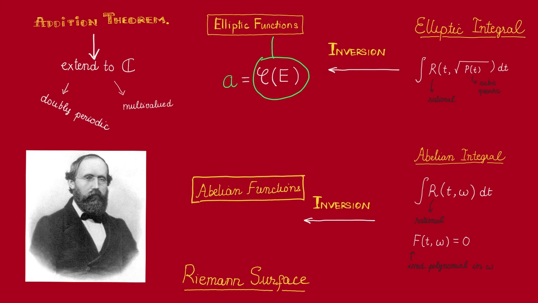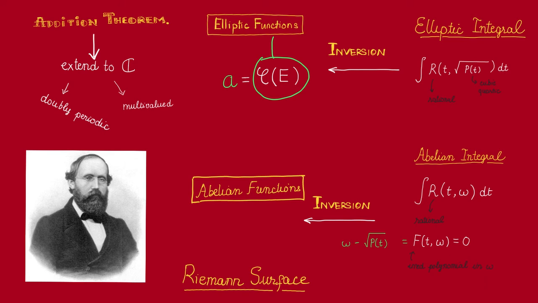These are a generalization of elliptic integrals, where the integrand of an elliptic integral is a rational function in the variable t and the square root of some cubic or quartic polynomial in t. For an abelian integral, the integrand is a rational function in t and some omega that is algebraically dependent on t. The elliptic integral just corresponds to the case when omega is the square root of p(t). In other words, it corresponds to the case when this f here, this relation between t and omega, is just omega minus the square root of p(t).